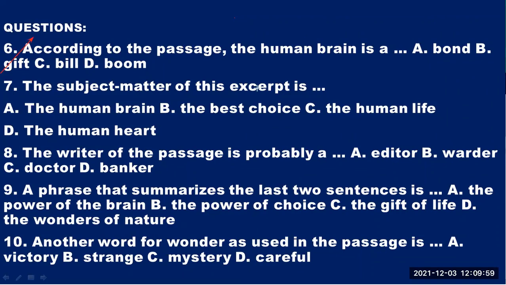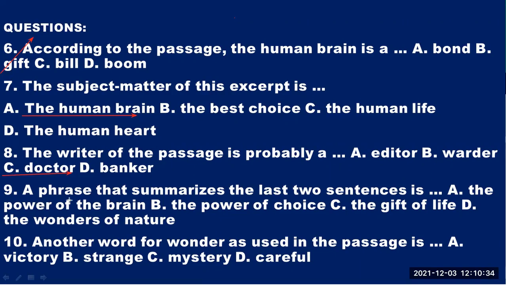The subject matter of this excerpt is the human brain. We already know it, we have seen it. It's not the best choice, it's not the human life, it's not the human heart. Then the writer of the passage is probably a doctor, all right? He said he has been operating on the brain. So it's a brain surgeon and cannot be an editor. Editor cannot operate on brains. And not a warder, not a banker, but a doctor.